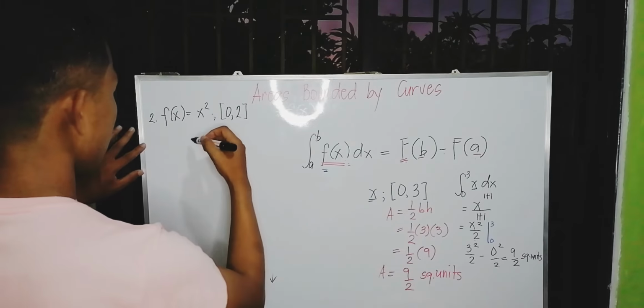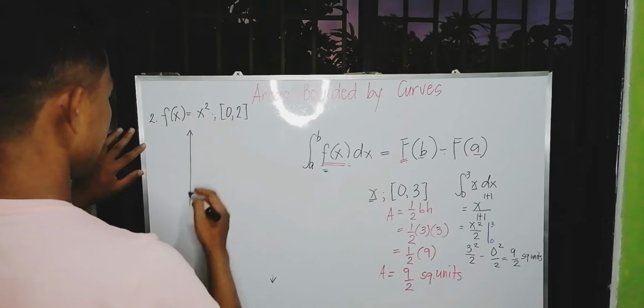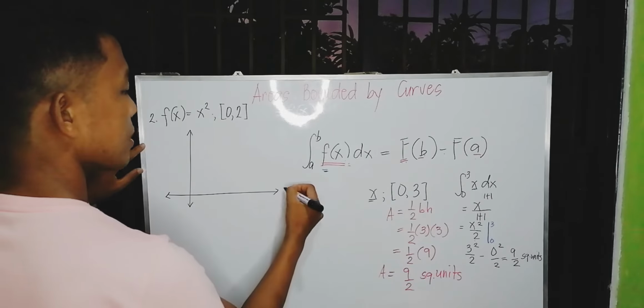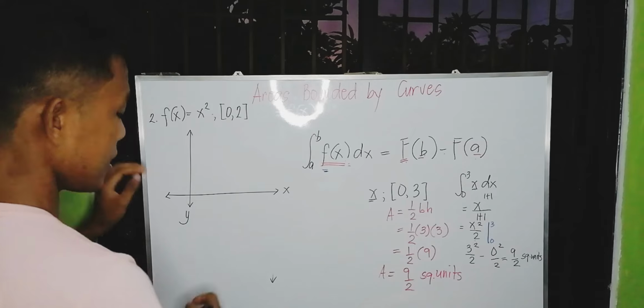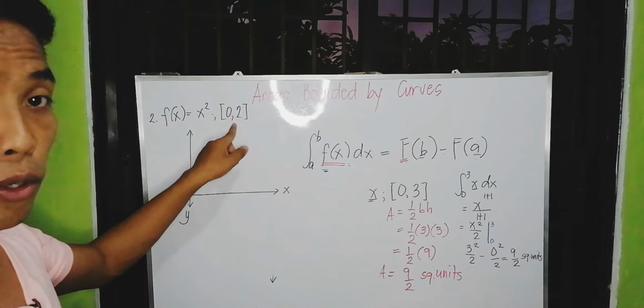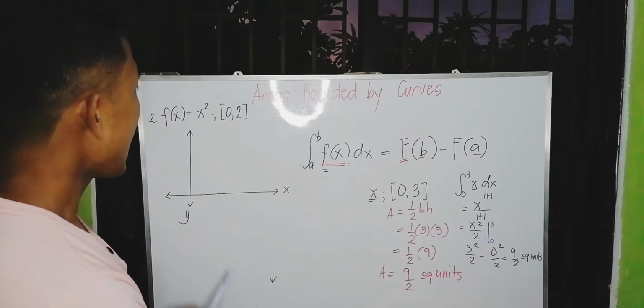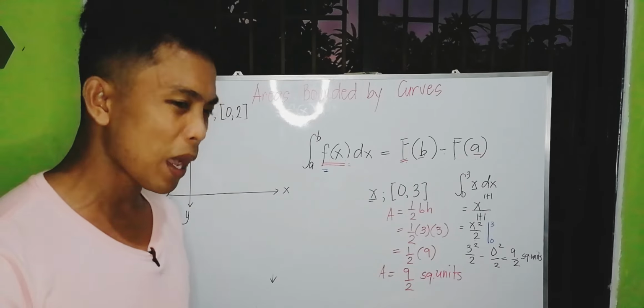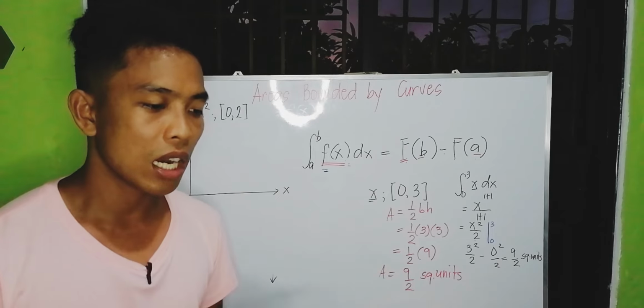Gawa muna tayo ng Cartesian plane. This is your x-axis and your y-axis. Dahil ang interval natin ay from 0 to 2, remember, ang x squared, ang graph niyan ay parabola. Kung nahihirapan kayo, paano yun gagawin, sir? How do we graph a function?